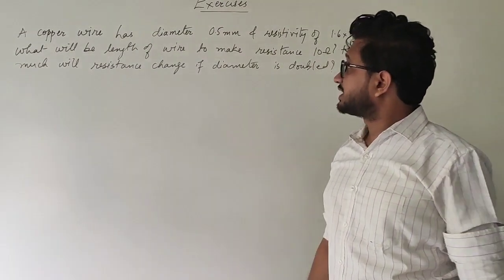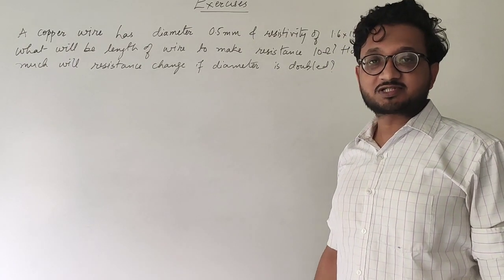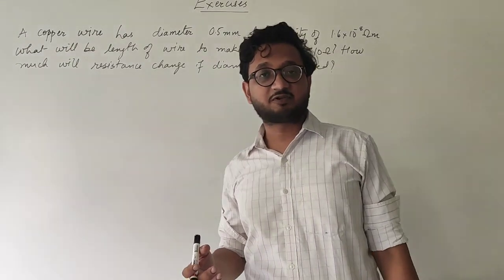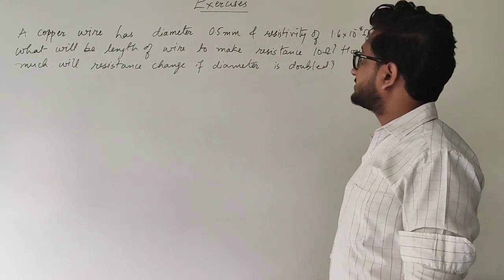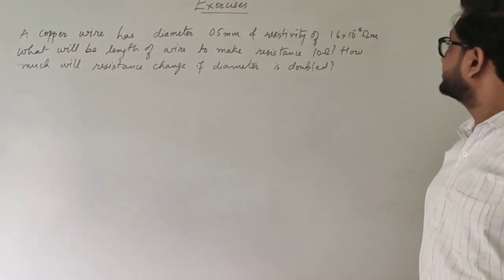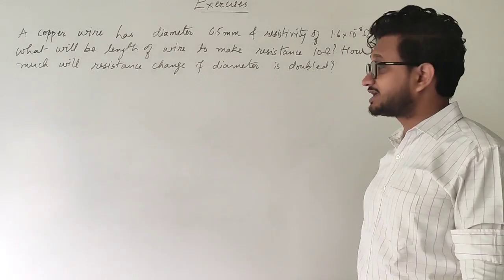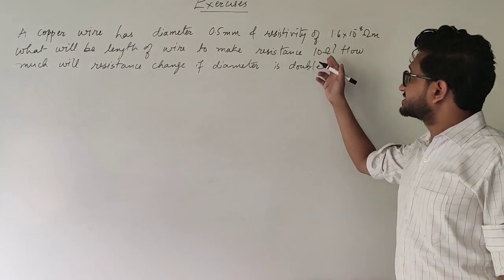Okay, students. So now we have another question, but this is a different one. This is regarding the resistance and the resistivity of a material. The question is, a copper wire has a diameter of 0.5 millimeters and the resistivity of 1.6 into 10 raised to minus 8 ohm meters. What will be the length of the wire to make the resistance 10 ohms?